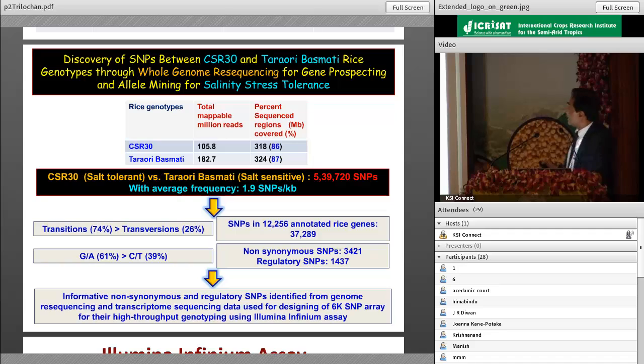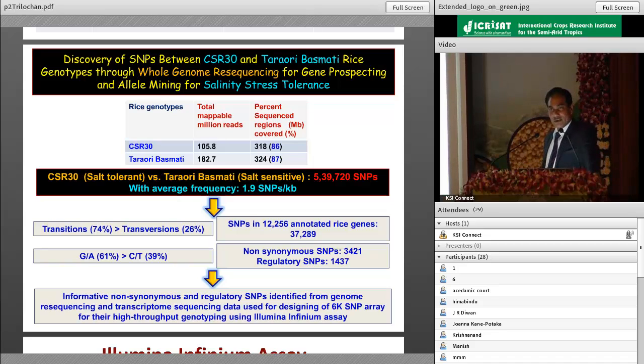But we do find several thousand SNPs, rather lakhs, and then this is the frequency, 1.9 SNP per kb, and there are more than 12,000 genes carrying 37,000 single nucleotide polymorphisms, non-synonymous and regulatory SNPs, and so on and so forth. So large number of SNPs which are there differentiating these two so-called very similar types. That was a little surprising.